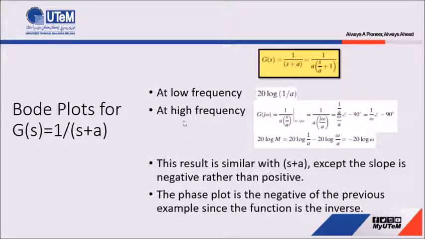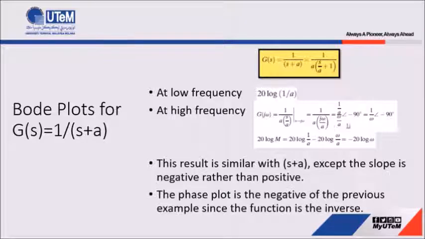Next, at high frequency, we change this omega to infinity. So when this part is infinity, this 1 can be ignored, and the equation becomes 1 over a times j omega over a. When omega is equal to 0, this equation becomes infinity, and when omega is equal to infinity, this equation becomes 0.